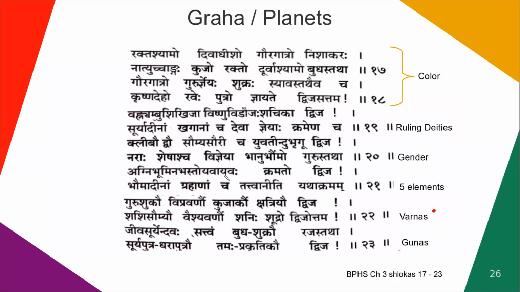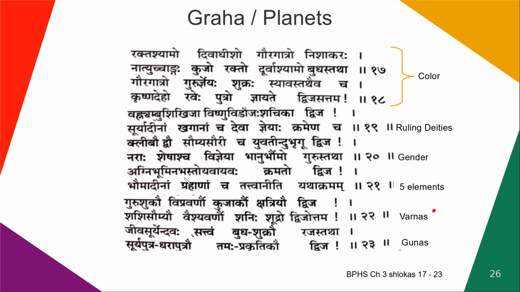So the shloka says, Agni Bhumi Nabhastoyam Vayavah Kramato Dvija, Bhaumadinam Grahanam Cha Tatvaniti Yathakramam. So 5 elements or Panchamahabhuta in Sanskrit are called Tattva. So we have Agni Tattva, that is the fire element, Bhumi Tattva, that is the earth element, Nabha is the Akash or the sky or the ether, Toya is the water element, and Vayu is the air element.